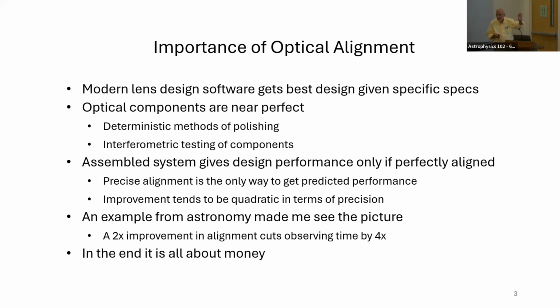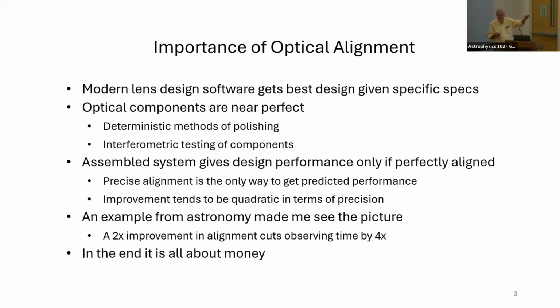Your optical components, you can make them essentially perfectly these days with interferometric testing, CNC machines, that sort of thing. So the only thing you are left with to improve the performance of an optical system is putting it together correctly, so that all the pieces are where your design said they ought to be. And in fact, you're not going to get the performance out of your design that you intended unless things are where they're supposed to be relative to the design. So that's what I'm thinking of in terms of alignment.